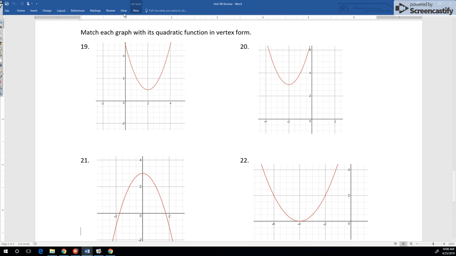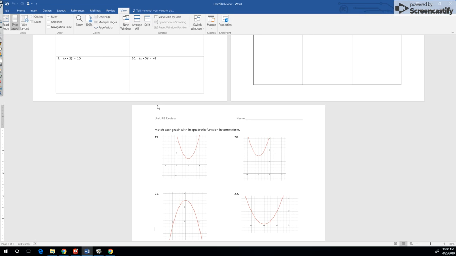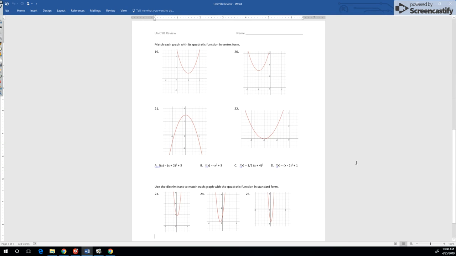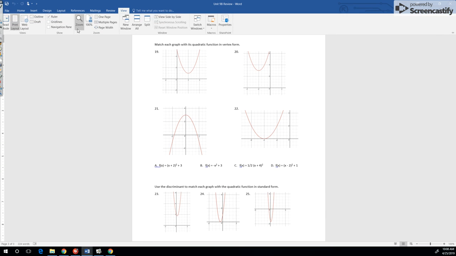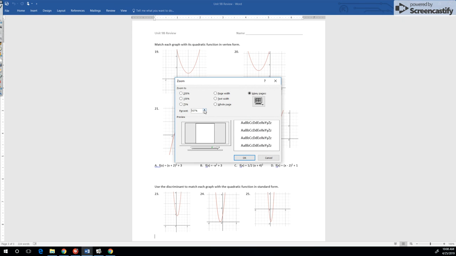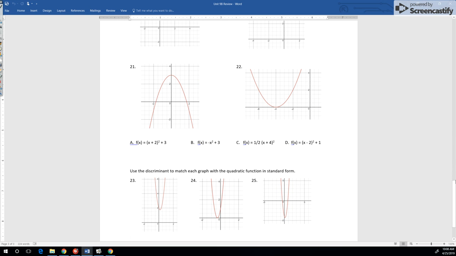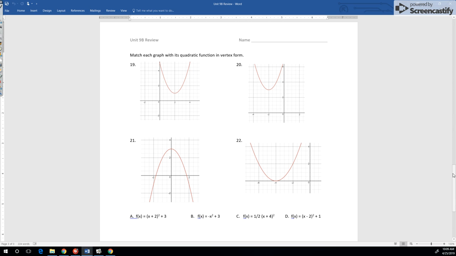Match each graph with its quadratic function in vertex form. I'll be able to see everything at one time so I don't have to scroll around. All right, that's better. All right, so from vertex form, a is stretch, shrink, flip. h, left and right. k, up and down. So I'm going to identify my vertices on all of these.